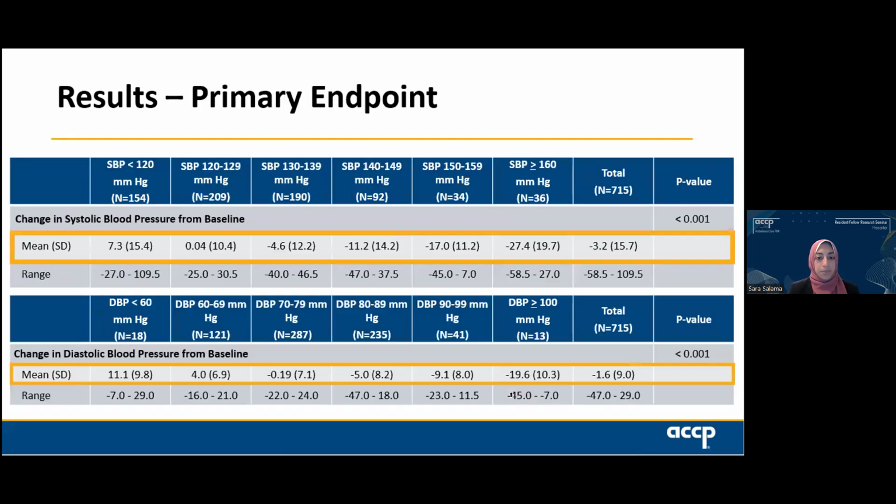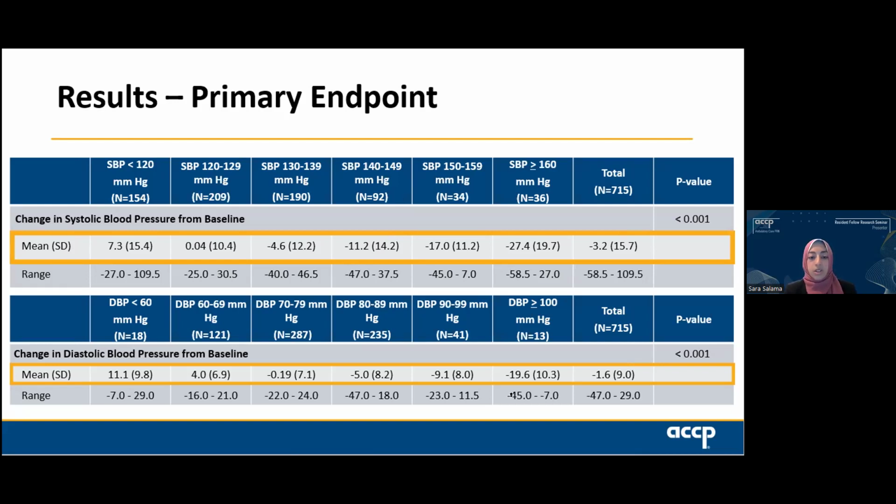Our primary endpoint is reflected here. So we'll take a look here at the change in systolic and diastolic blood pressure based on the baseline systolic and diastolic blood pressure. So you can see here that they're stratified in groups of 10, with 10 millimeter mercury increases beginning at a systolic of less than 120 and a diastolic less than 60, all the way up to a systolic greater than 160 and diastolic greater than 100.